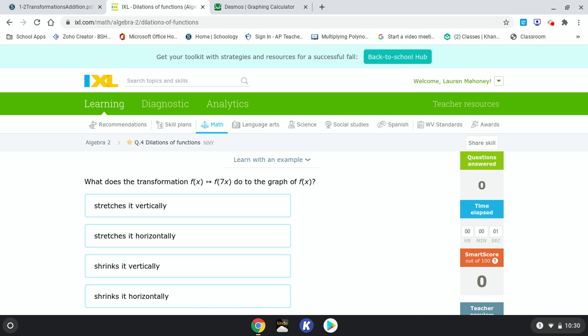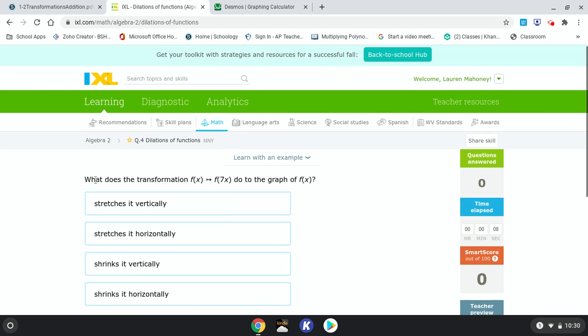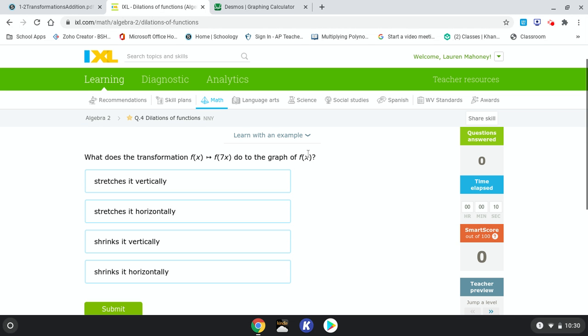If we go back and look at the next one, we have Q4. This is dilations of functions. This is where you need to pay attention to where your numbers are going to occur. And I'm actually going to intentionally get the first question incorrect because I think that there is something helpful in the explanation for this. You can also learn with an example, the very first question, although if you've already answered some, this won't be an option anymore.